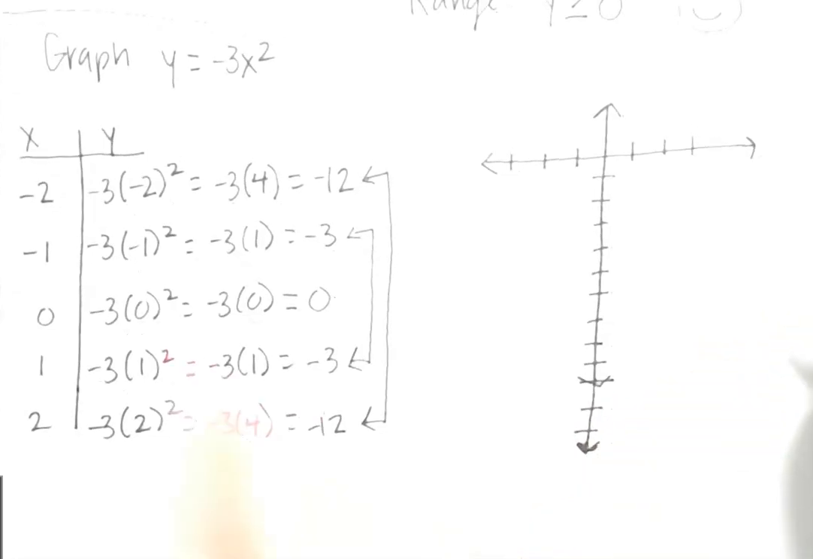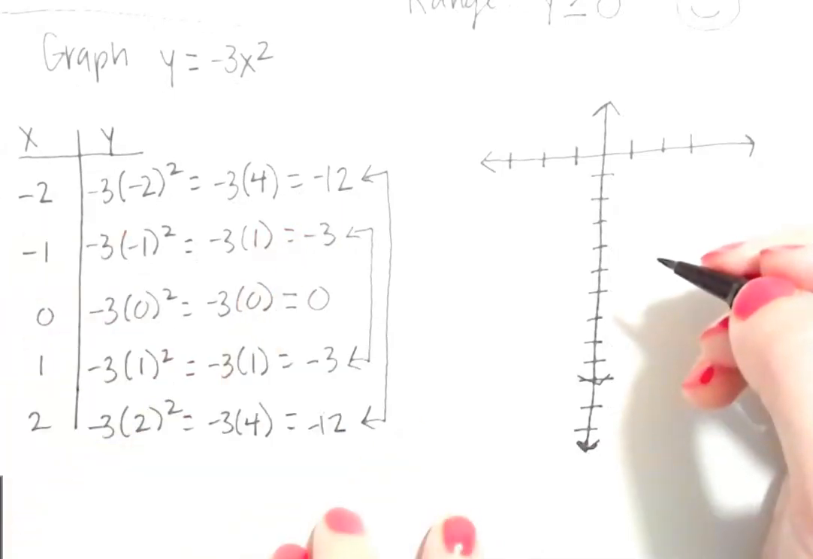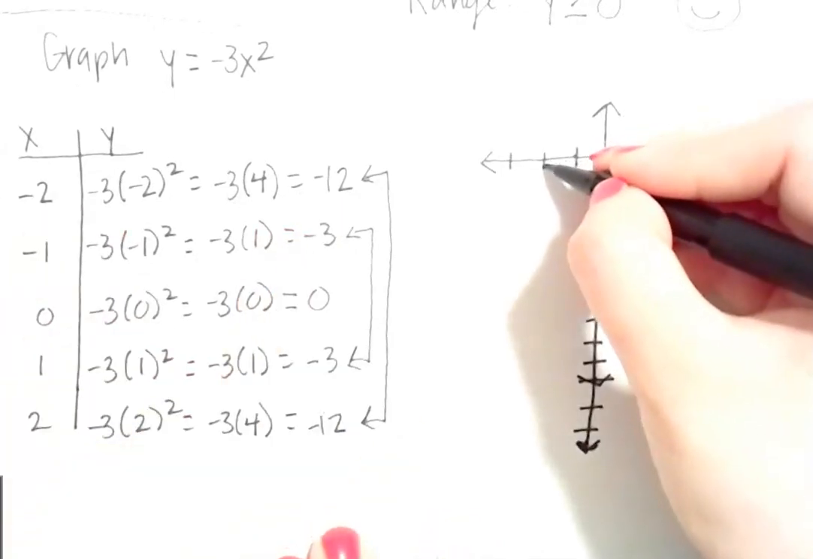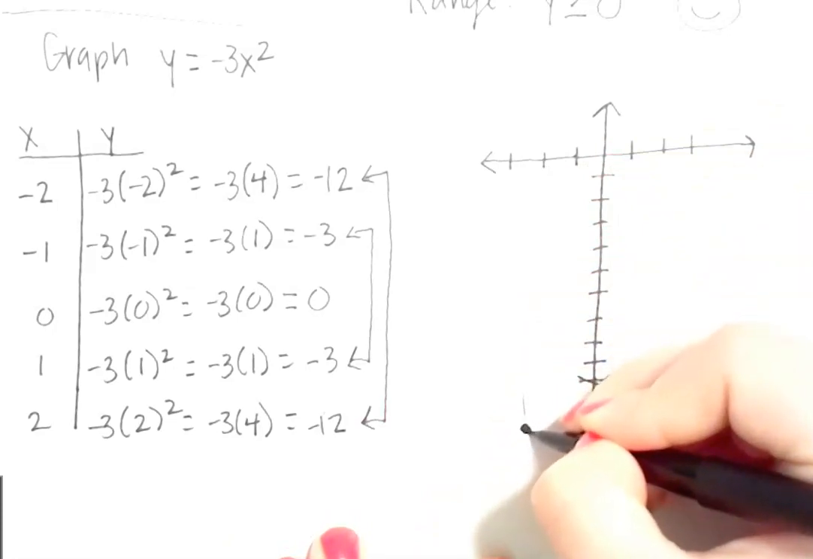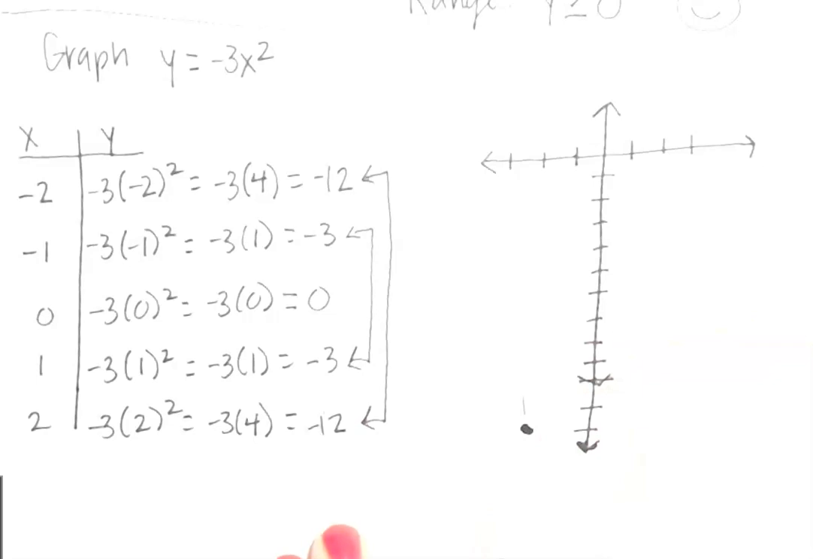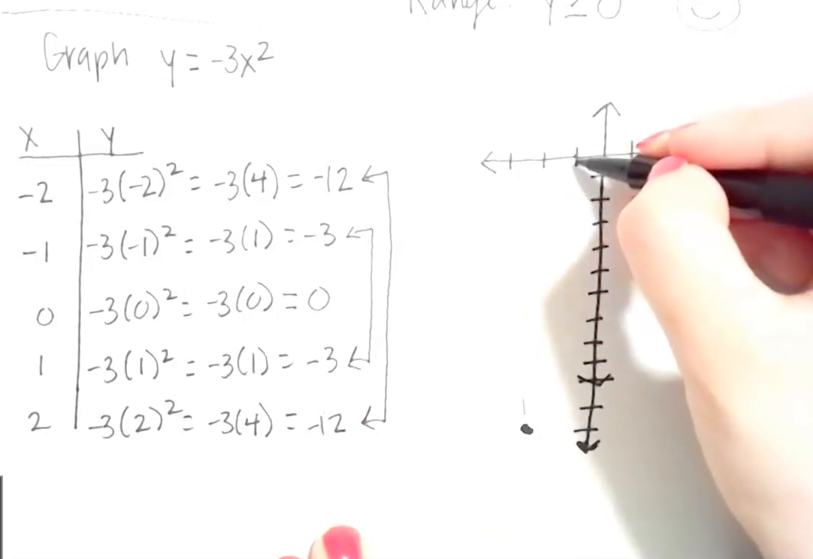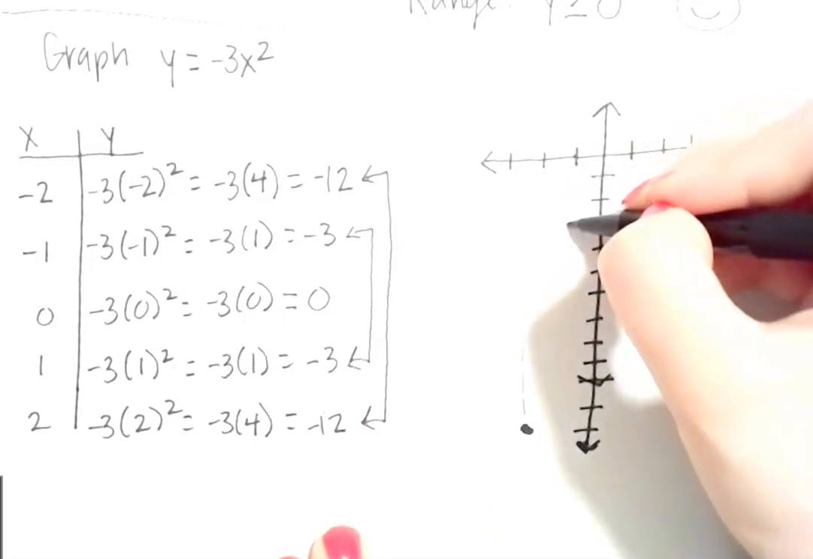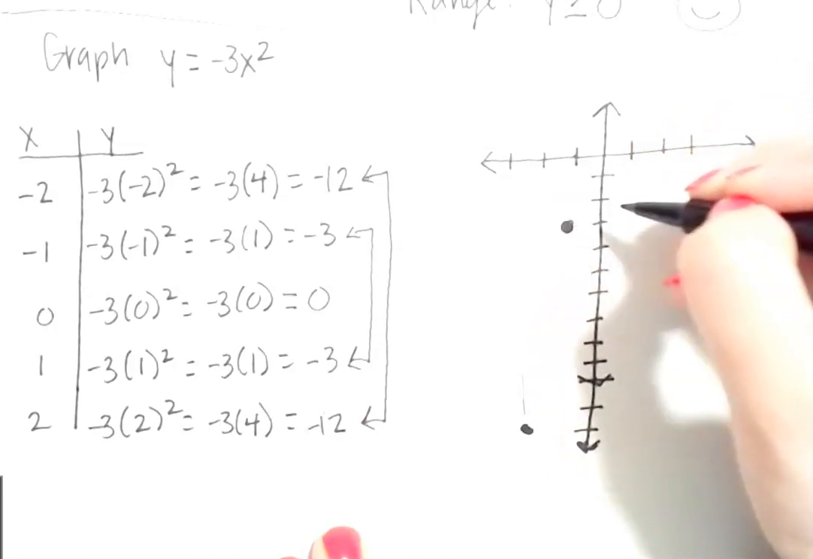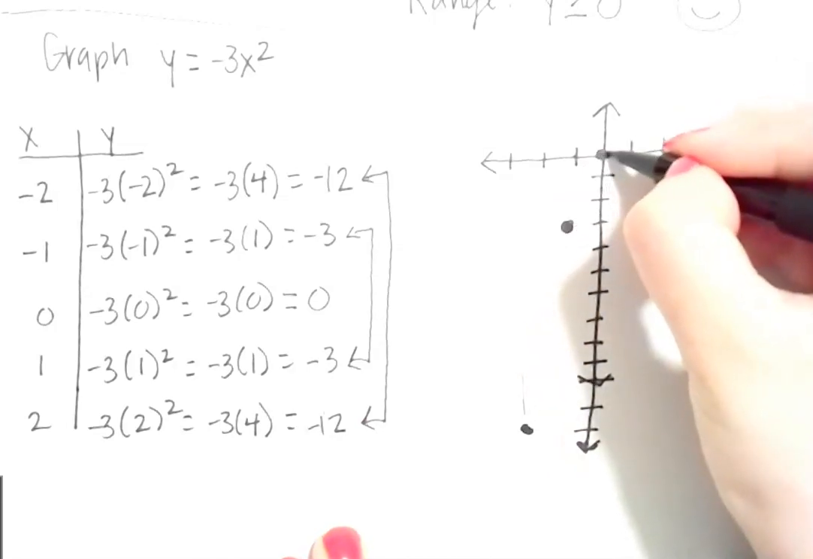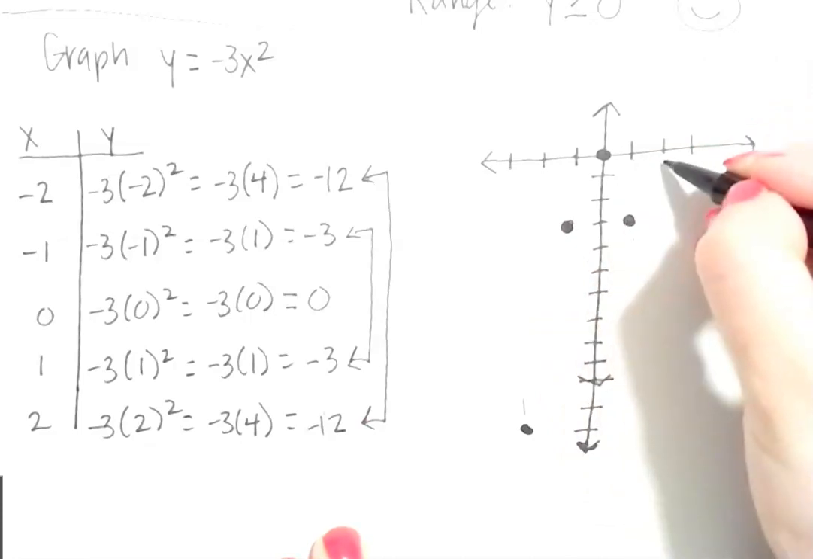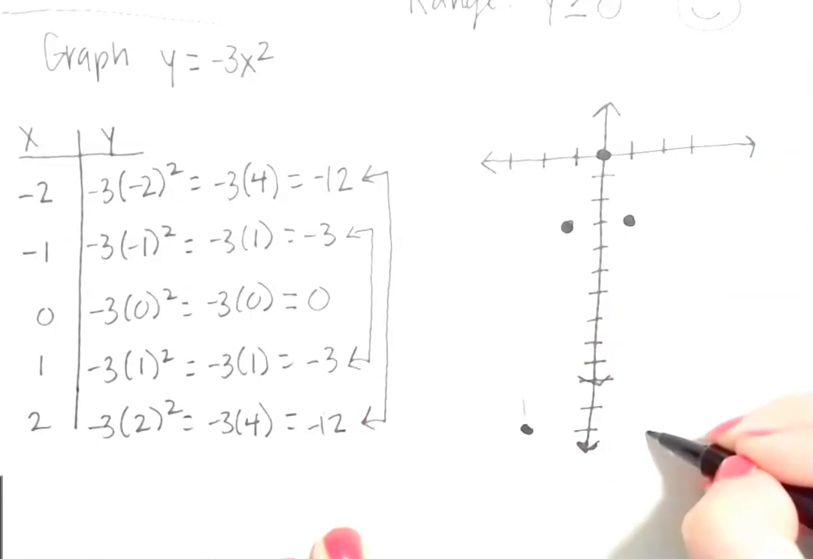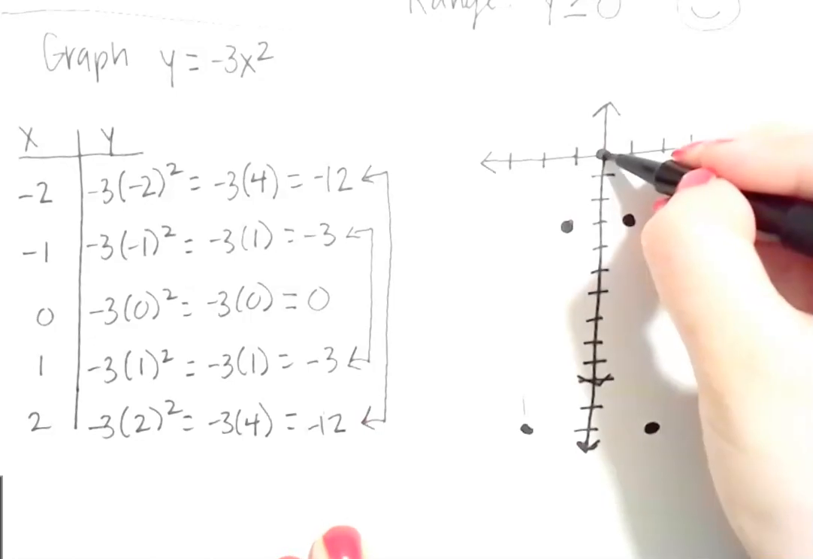Now if we graph negative 2, negative 12, I'm going to go over negative 2 all the way down to 12. Negative 1, negative 3, over 1, down 3. 0, 0. 1, negative 3. 2, negative 12. Looks like a parabola. Let's connect it.